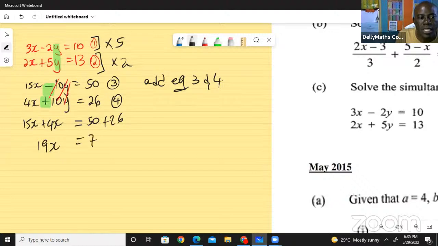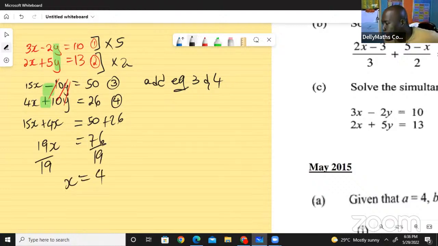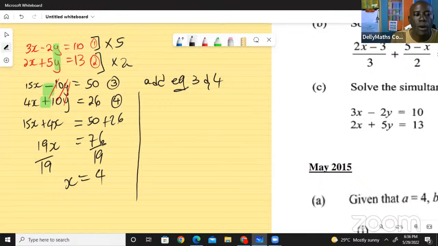19x is equal to 76. We want to divide both sides by 19. So I'm getting x to equal 4. All right, good. So x is equal to 4. Check your answer. x is equal to 4.